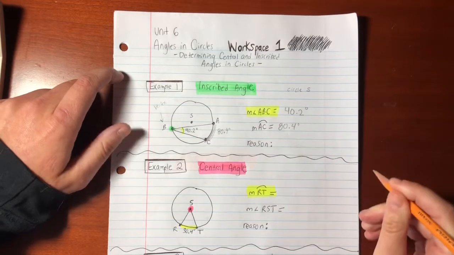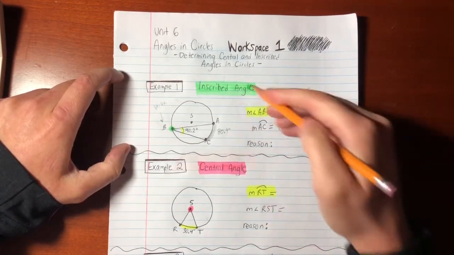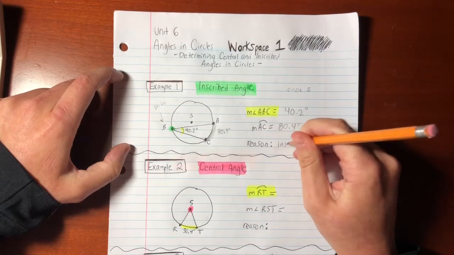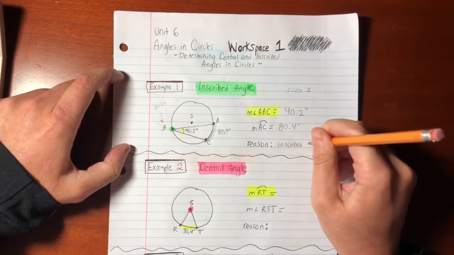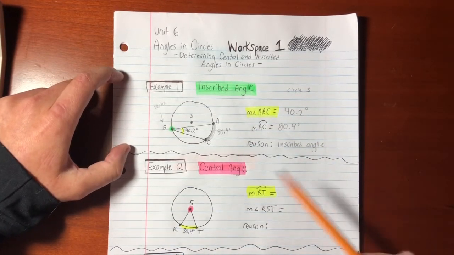Okay, so I'm going to write 80.4. Now you guys know on Mathia how they ask, what's the reason? Your reason for all of this is simply an inscribed angle. It's a property of an inscribed angle. All right, now central angles are the next type of angle that you can have in a circle.